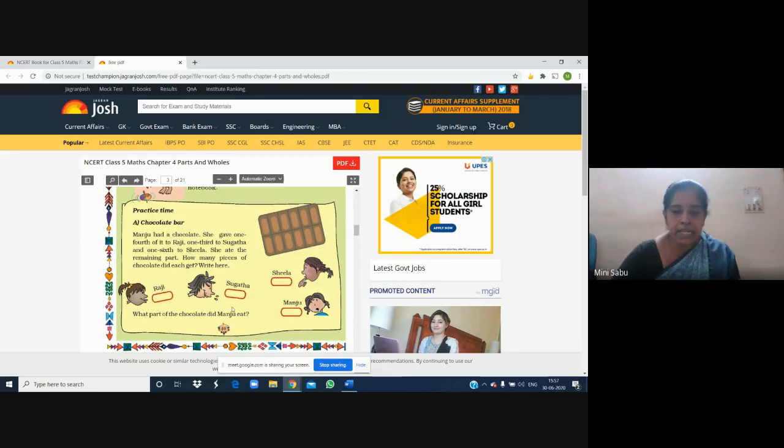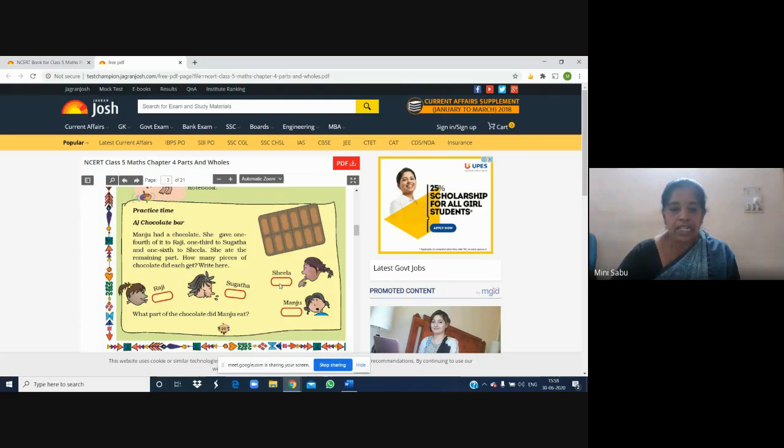And now let us see how many pieces Sujata got. And 1/3 to Sujata. Sujata got 1/3, which means 1/3 of the total. 1/3 of 12. Total is 12. 1/3 of 12. 3 table till 12. How many pieces can you say? 3 fours are 12, so 4 pieces. You understood? 4 pieces to Sujata. Okay. 3 pieces to Raji and 4 pieces to Sujata.